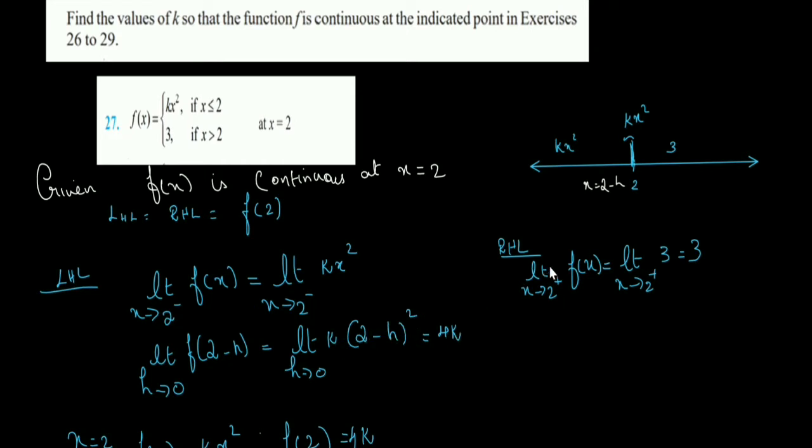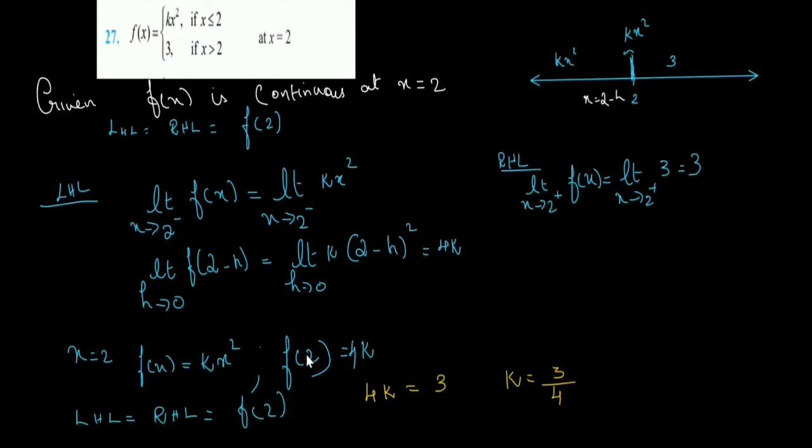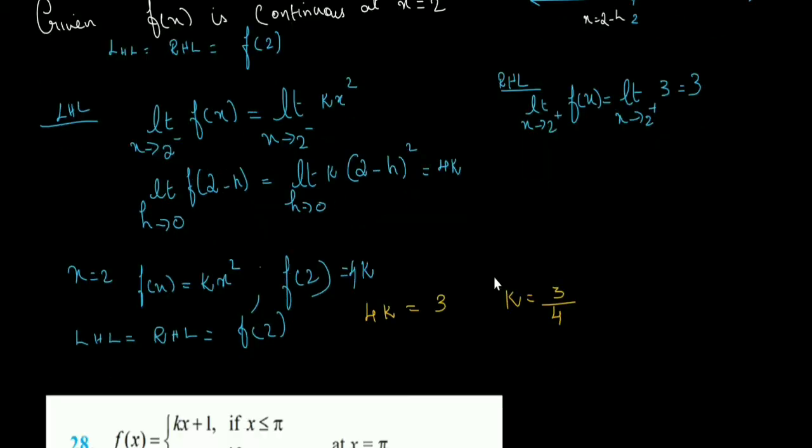Now we will find the right hand limit. So right hand limit is limit x tends to 2 plus of the function. Right of 2, the function is a constant. So it is 3, independent of x. So right hand limit is 3, left hand limit is 4k, and the value of the function is also equal to 4k because at 2 the function is kx square. So x is 2, so it will become 4k.